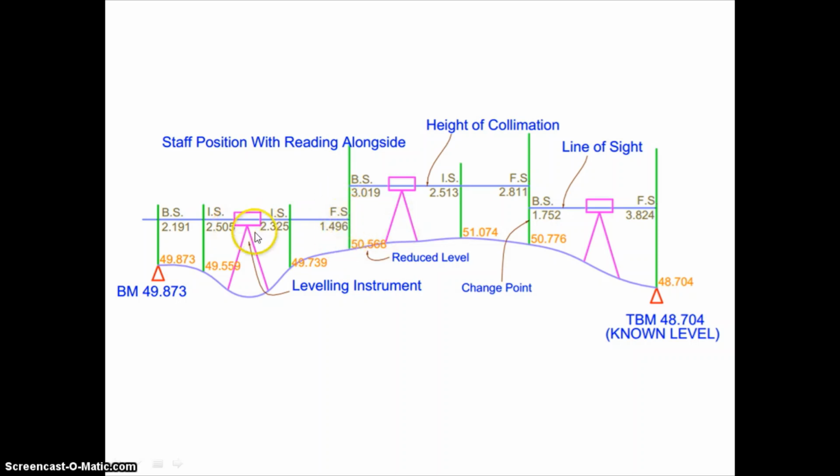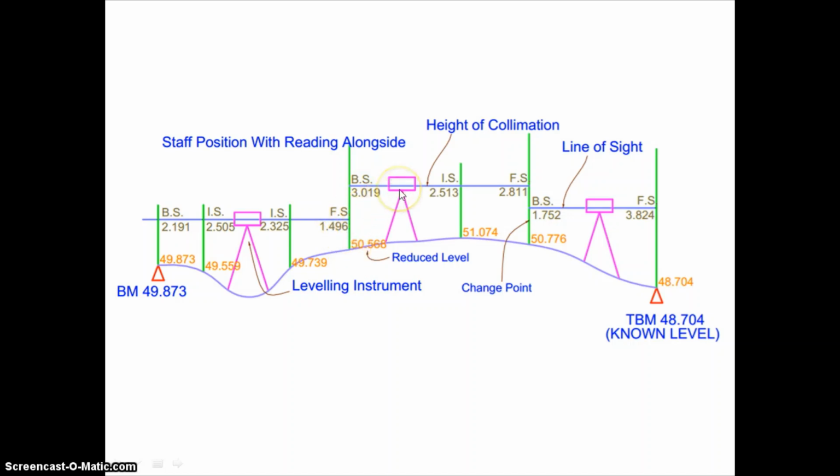This staff I have bisected here, and when I shift my instrument from this position to this position, I have again bisected the same staff, and that reading will be called a backside, because for this particular position this will be the first reading. So 3.019. So you can see here this particular change point, you are getting two readings, backside and foresight. So this is your change point.